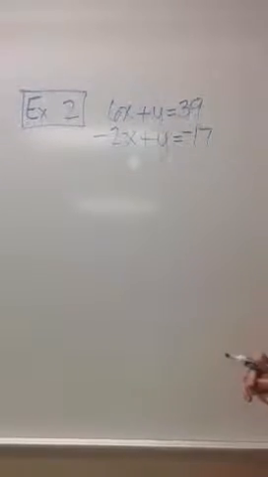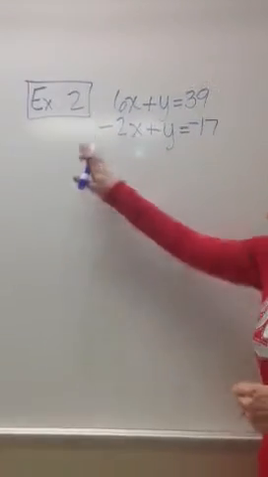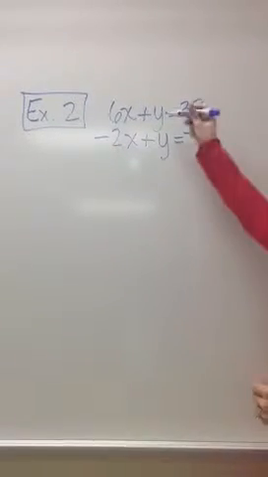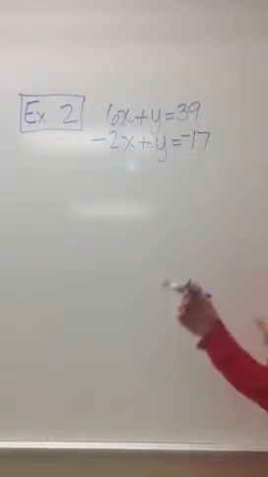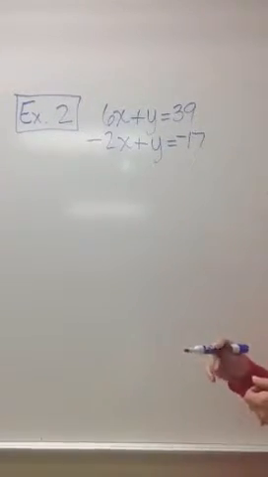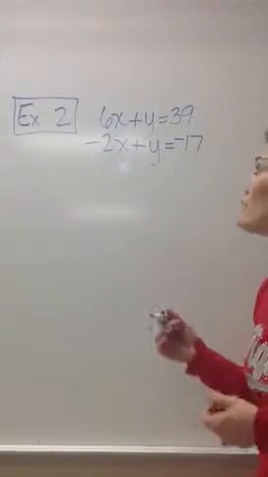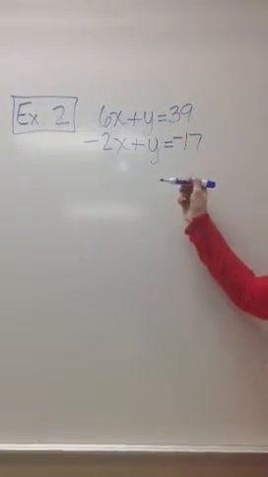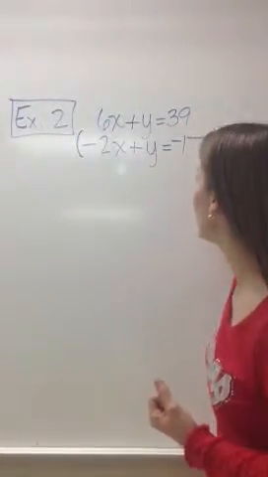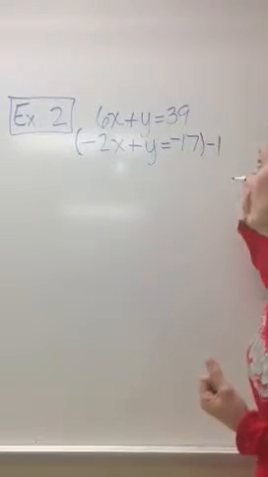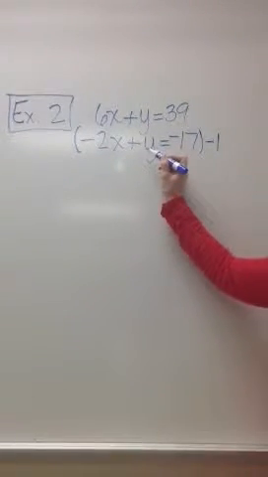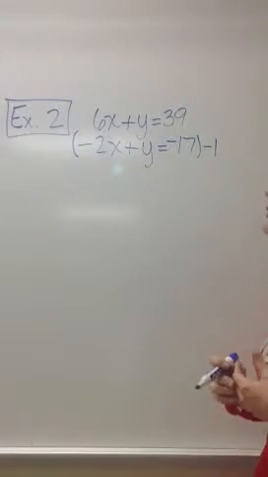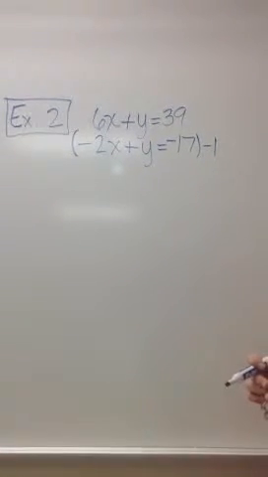In our first example, we had additive inverses, but if you look at example 2, I don't have any additive inverses. Both of my y's are positive. So sometimes you're going to have to multiply the equation by something that's going to give you an additive inverse. Since I have one y in each, I'm going to go ahead and multiply this bottom equation by a -1. By doing that, it's going to give me a negative y, and I'll have additive inverses in my y. Then I'll be able to eliminate the y variable.